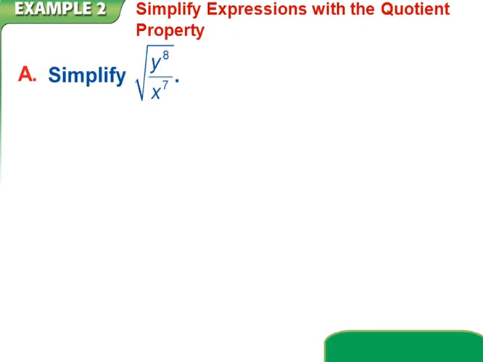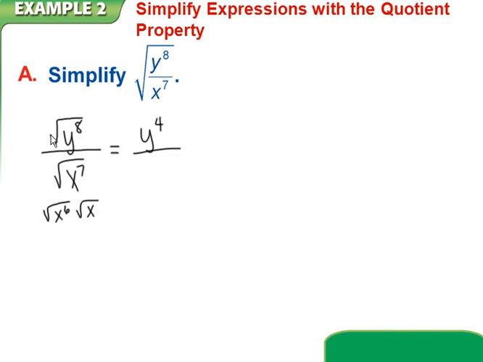The square root of y to the 8th over x to the 7th. Okay, so for this one, we can just split it apart. All right, and let's break the top down. It's just going to be y to the 4th. The bottom, though, I'm going to have to think about that as x to the 6th, and then another x. So this becomes x to the 3rd with the square root of x.